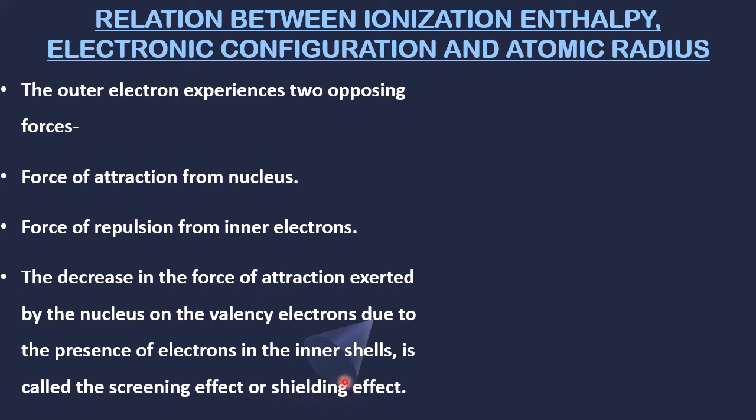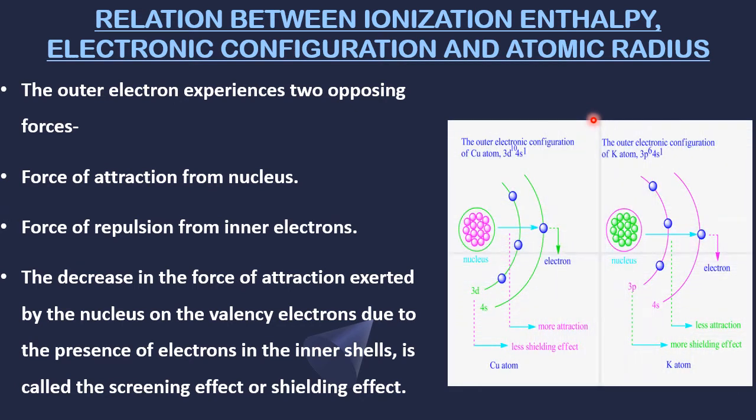That means the outer electron experiences less force from the nucleus, because of what? Inner electrons are acting like a shield or a cover or a sweater for the outer electron. Therefore, the outer electron will experience less attraction than it is supposed to experience. This is because of a decrease in the effective nuclear charge on the outer electron just because of inner electrons, and this is called the shielding effect.